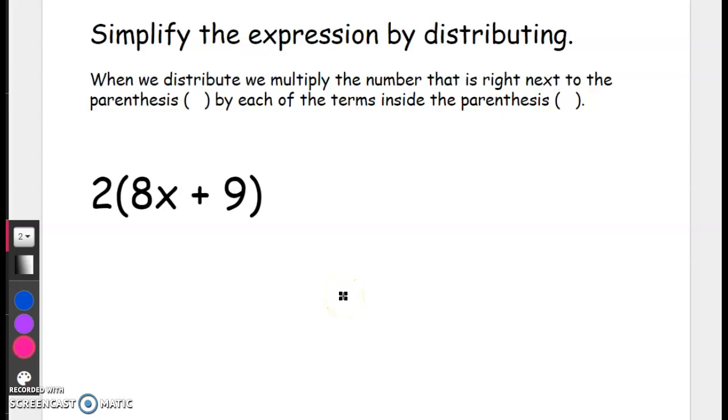Hey guys, this is Mrs. Petey. We're going to go through and do some distributing to simplify expressions. These are just some basic distributing problems. We will eventually work up to harder ones.